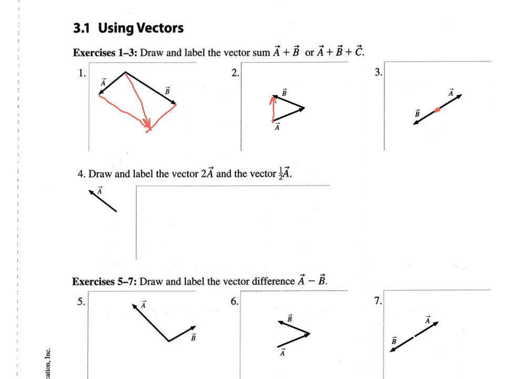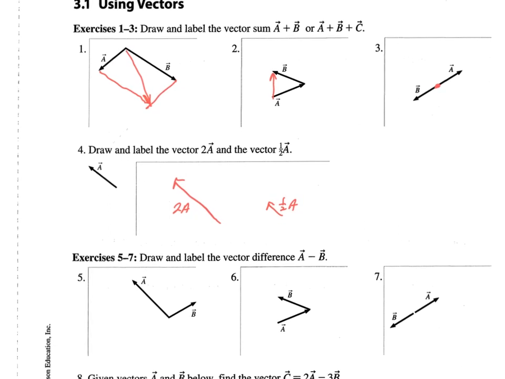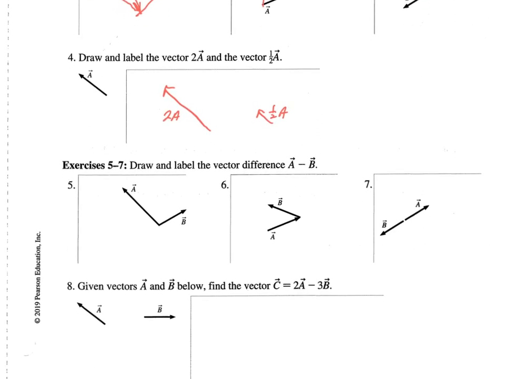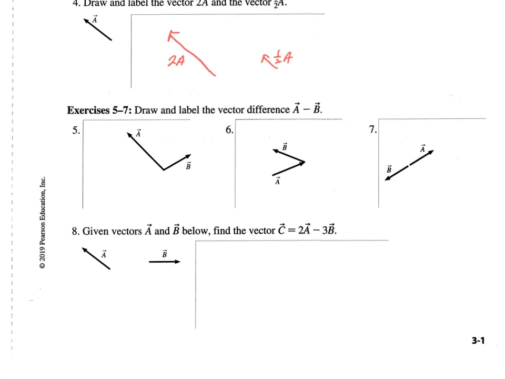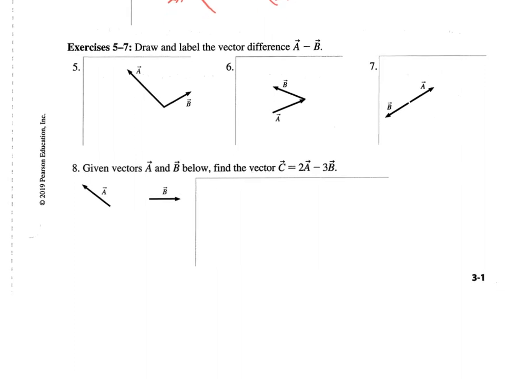This one, we need 2a and half an a. I'll come down here and do, we have to do a minus b, so I already have a. I will minus b over there, and I should have put a minus b there.